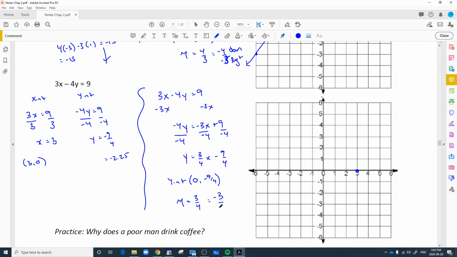So I'm going to try the other way. I'm going to go down and left. So I'm going to go down 1, 2, 3, left 1, 2, 3, 4. And then these should be my points on my line.